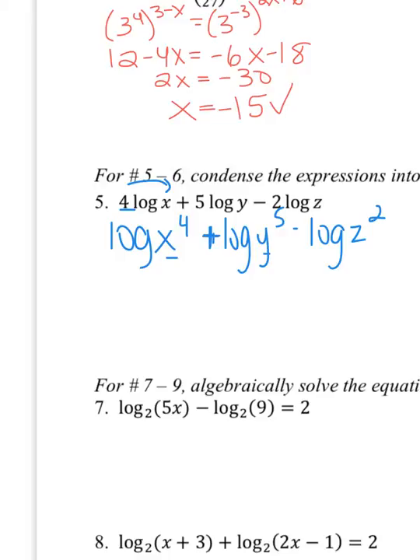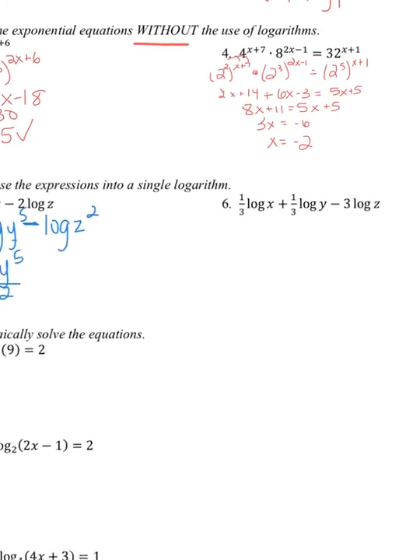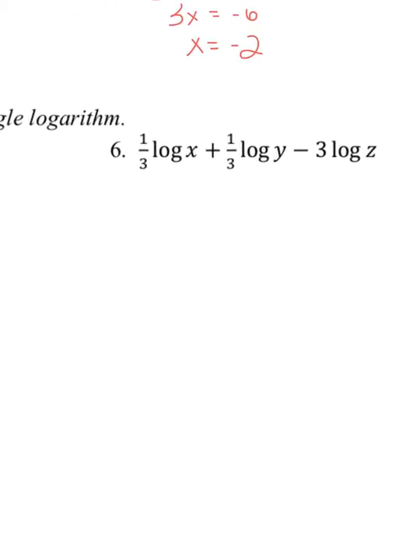And then you're going to divide by z squared. So your final answer to 5 is log of x to the 4th, y to the 5th, divided by z to the 2nd. For number 6, you can do the same thing.